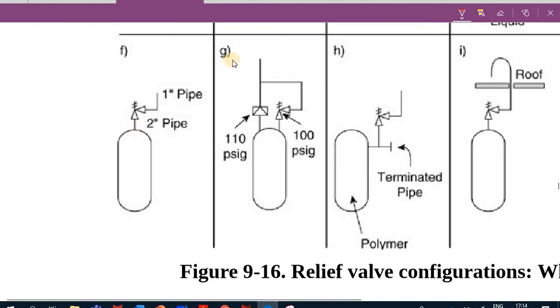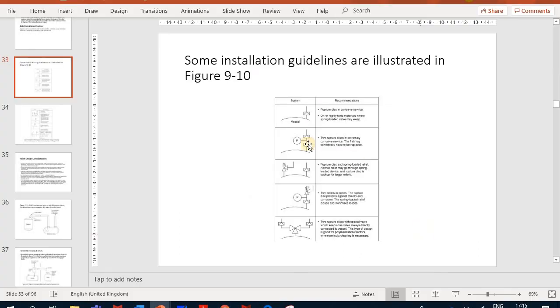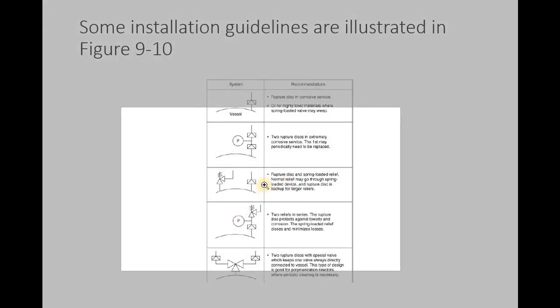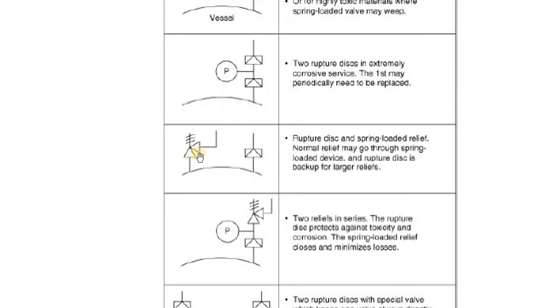Okay, what about G? What do you think? Do we have a problem? We have a rupture disc here, and we have a spring one here. Can they be like that? Well, what is the problem here? We said that could be one of the installations. If you can recall, we had our system here, and we said that you can have something that looks like that: a rupture disc and a spring-loaded relief valve.